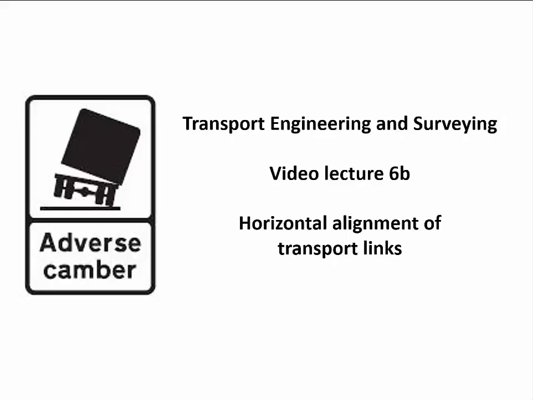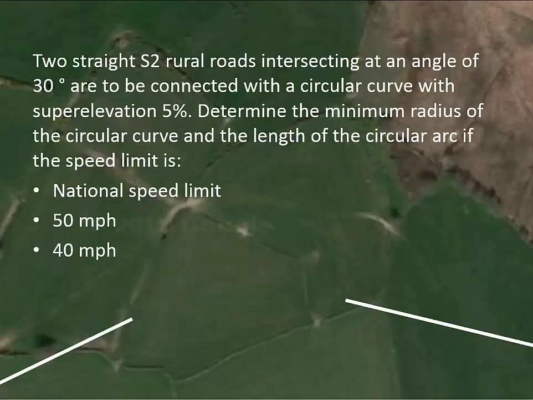In the lecture I covered a lot of the theory behind horizontal alignment, looked at camber, crossfall, super elevation, and deriving the minimum radii. I'm not going to go through that, I'm just going to do some examples. So you do need to look at the lecture notes for 6A, make sure you're happy with them in order to be able to follow what I'm going to be covering in this video lecture.